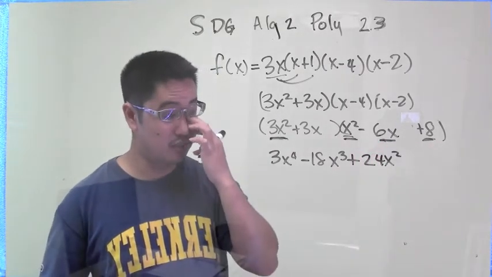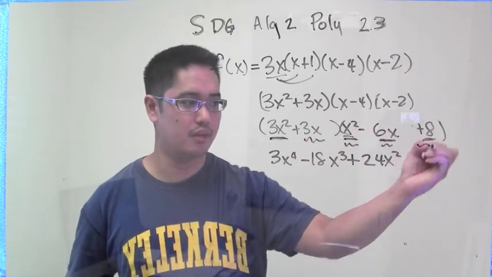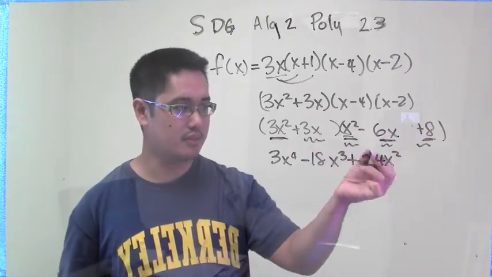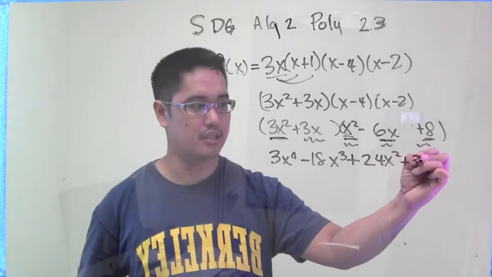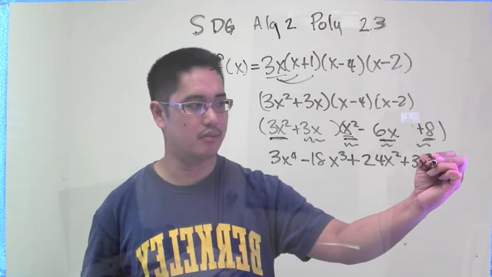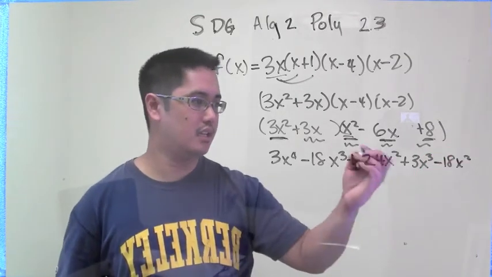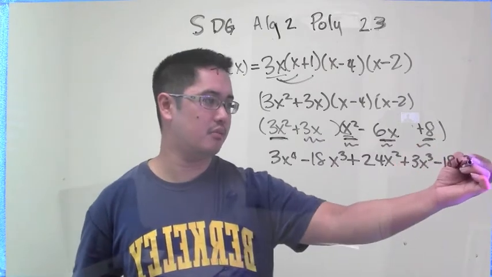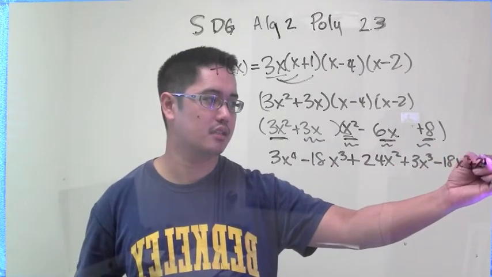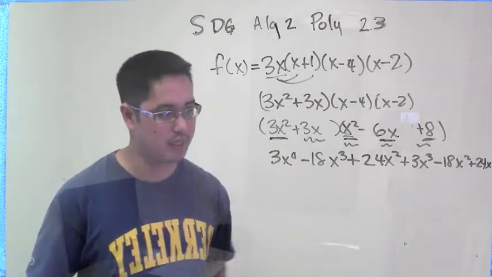Now I'm going to make sure that this guy meets everybody inside the house as well. So the 3x times x squared, that's plus 3x cubed. The 3x times this negative 6x, that would be negative 18x squared. And then the 3x times 8, that would be plus 24x. Sorry I ran out of room there. That's a 24x way down there.